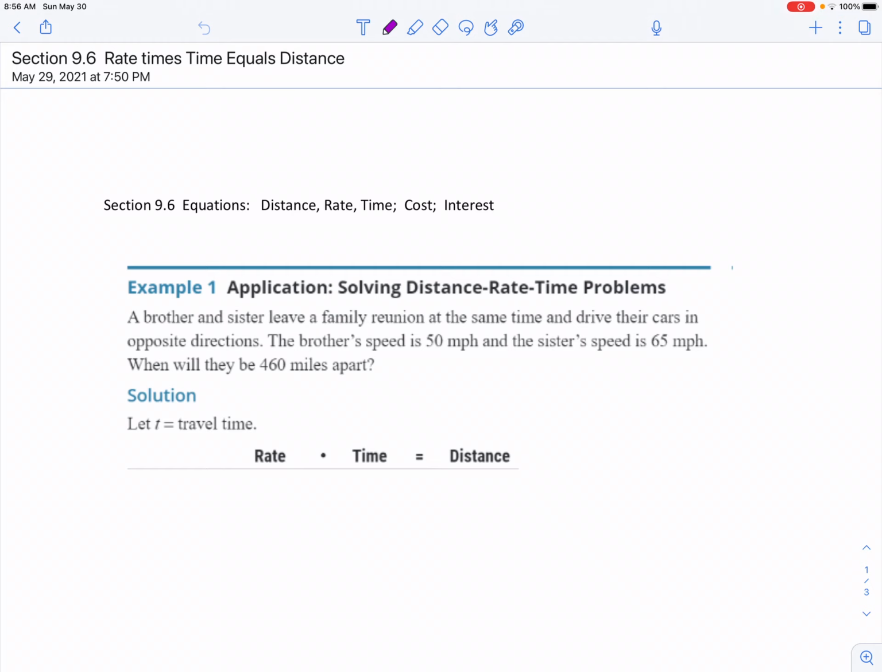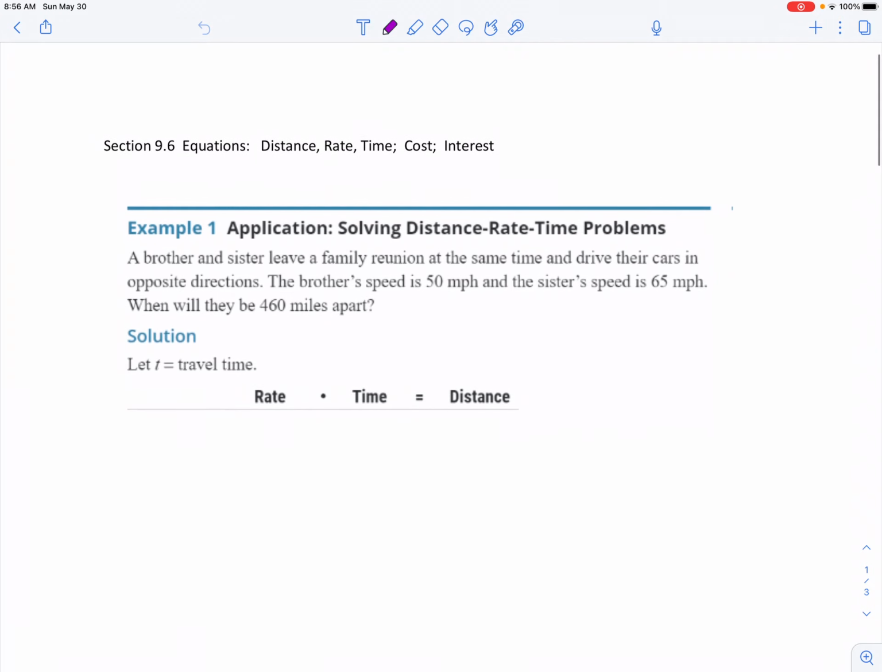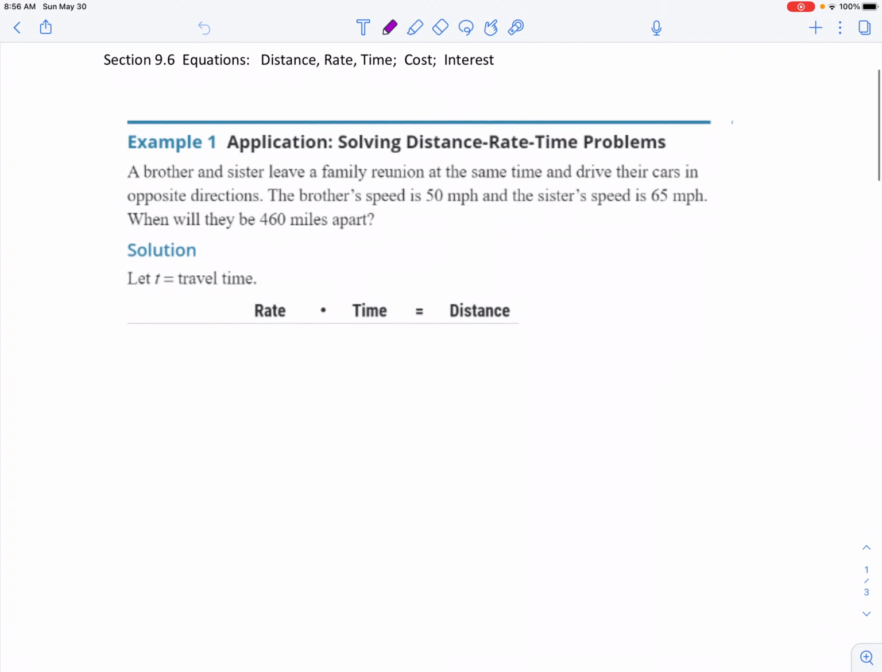You've been learning how to solve equations, and now you've got some word problems, application problems. And the first type of problem is the distance, rate, time. I'm going to be working distance, rate, time in this video. I'll do another video on cost, another video on interest, and another video on averages. All right, so here's the first example. I took this straight out of your Hawks textbook.